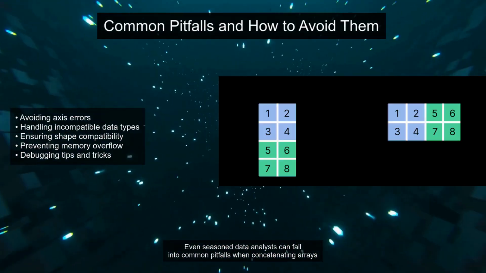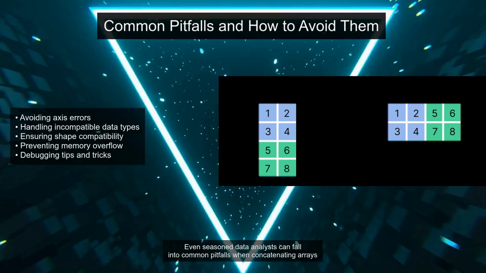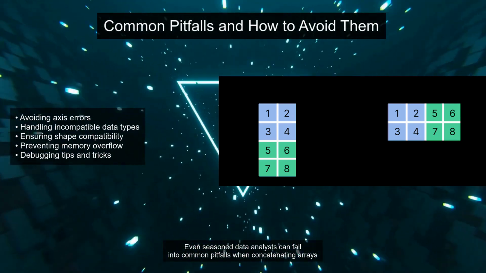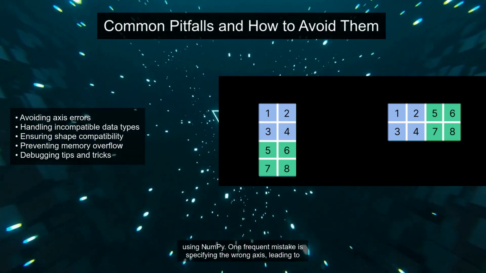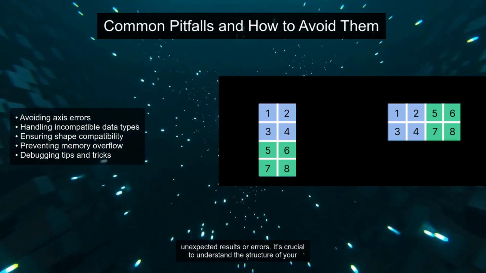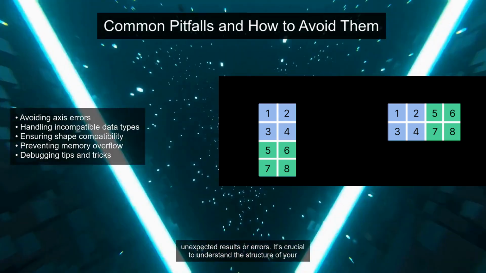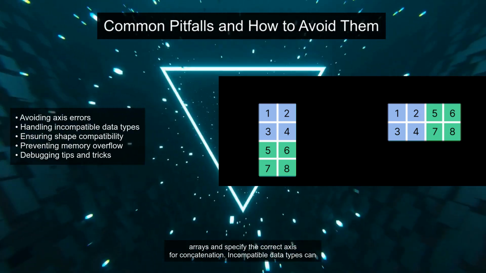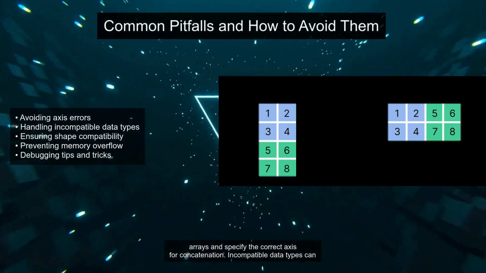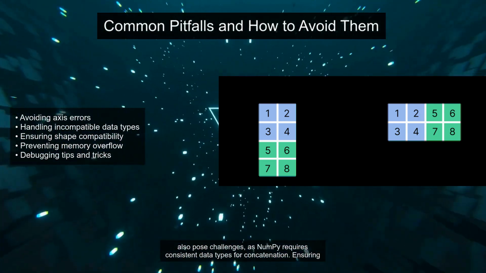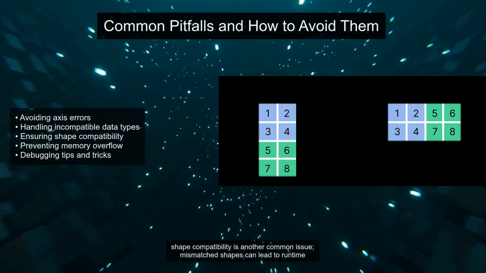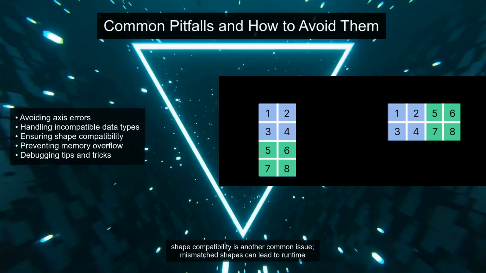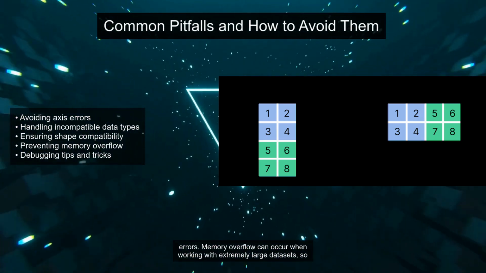efficient workflows. Even seasoned data analysts can fall into common pitfalls when concatenating arrays using NumPy. One frequent mistake is specifying the wrong axis, leading to unexpected results or errors. It's crucial to understand the structure of your arrays and specify the correct axis for concatenation. Incompatible data types can also pose challenges, as NumPy requires consistent data types for concatenation. Ensuring shape compatibility is another common issue. Mismatched shapes can lead to runtime errors.